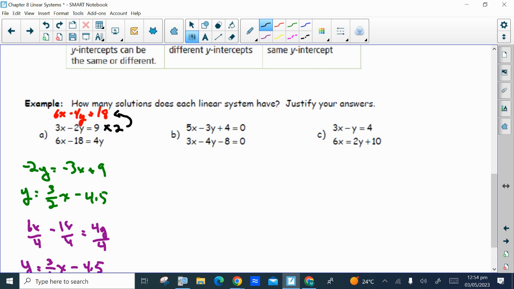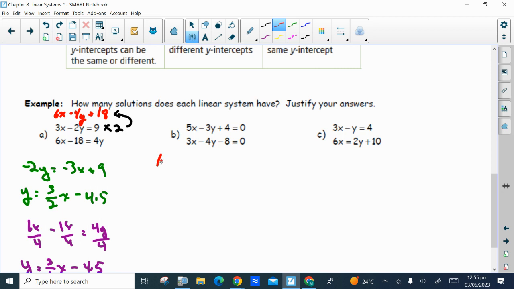So let's use that method for question B. These are in the same order. You've got x, then y, then constant equals 0. The bottom is x, then y, then constant equals 0. These equations are not multiples of each other. And the x and y terms are not multiples of each other either. Okay? So in this case here, they are two different equations. So therefore, there is one solution.